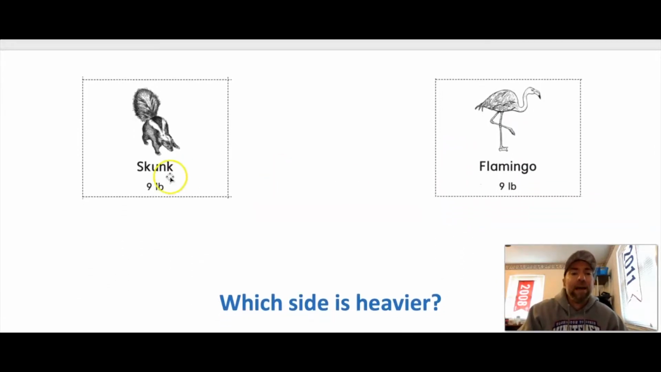This time we have a skunk is 9 pounds. A flamingo is 9 pounds. There's a good old Francine, or Frankie. Which one is greater this time? Well, they're both exactly the same. So let's write our number model. We have 9 on this side. I'm going to leave a space. We have 9 on the other side.